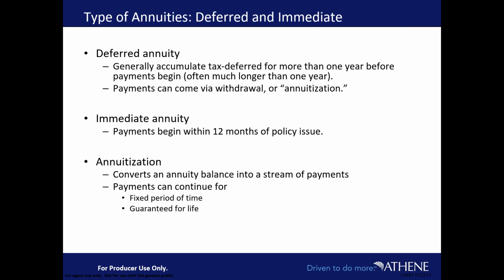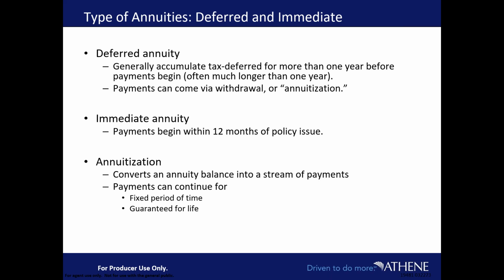There are going to be two kinds of annuities, immediate and deferred. A deferred annuity generally accumulates on a tax-deferred basis for more than 1 year before payments begin. Often it's much longer than that. We have people who keep their annuities 20, 30, 40 years. Payments can come via withdrawal or annuitization.